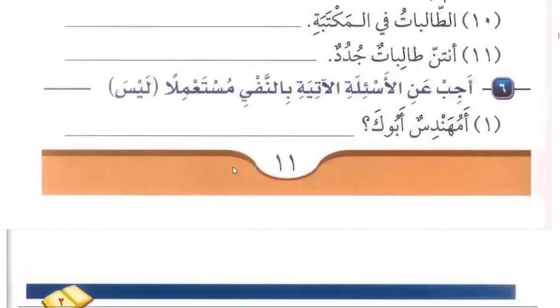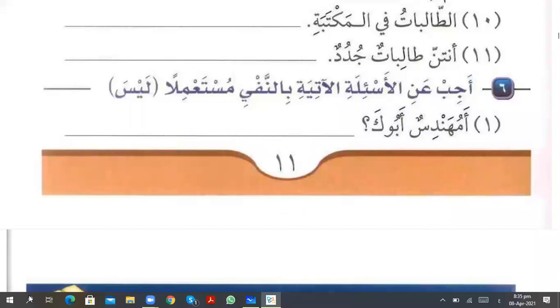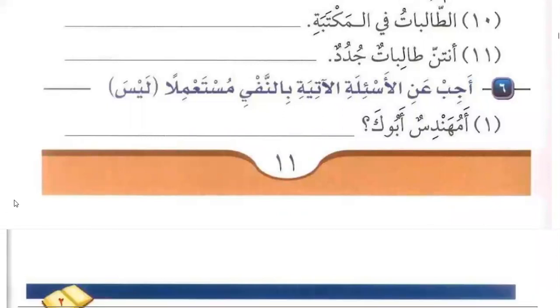Ajib anil asilatil atiya bin nafi mustamilan laisa is asking you to answer the questions in negative making use of Laisa. So I think it's still Ms. Rahma. Ms. Rahma, Assalamu alaikum. Wa alaikum assalam wa rahmatullahi wa barakatuh. Abuka muhandis? Laisa abi muhandis. He's asking you, is your father an engineer? So you say, no, my father is not an engineer.